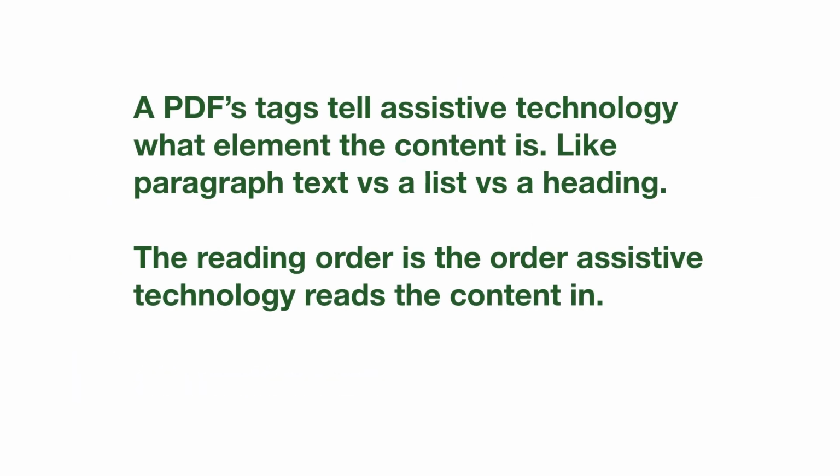A PDF's tags tell assistive technology what element the content is, like paragraph text versus a list versus a heading. The reading order is the order assistive technology reads the content in.